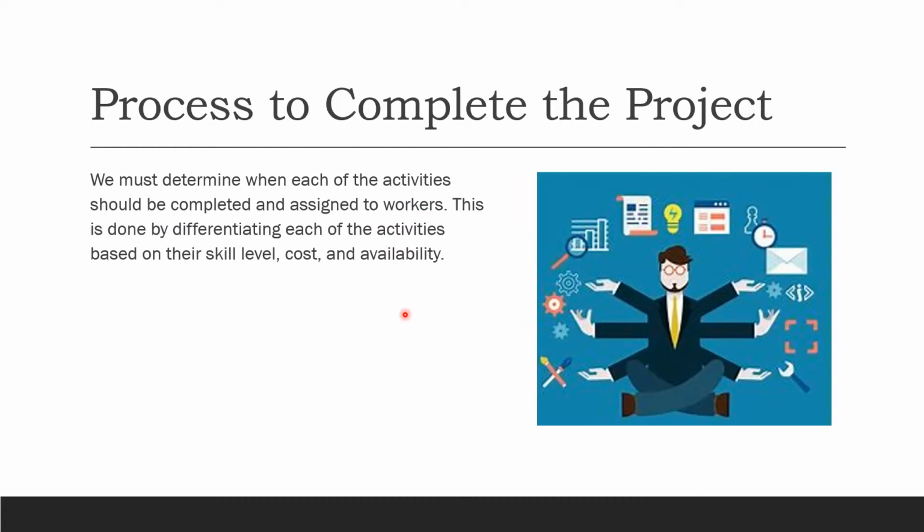A process to complete the project. We have to determine when each of the activities should be completed and assigned to workers. So how do we do that? We differentiate each of the activities based on skill level, cost, and availability. By looking at all these three factors, we come up with which activities we should complete first, and which activity is going to be assigned to which worker. Those are the things we do to complete the project.